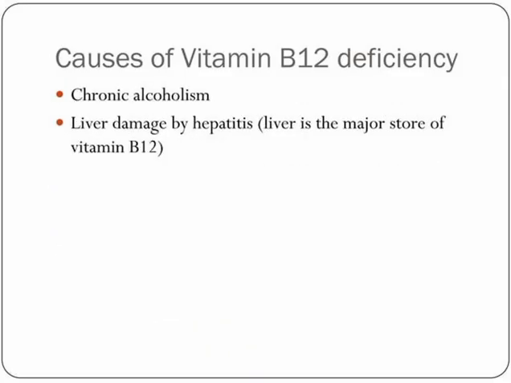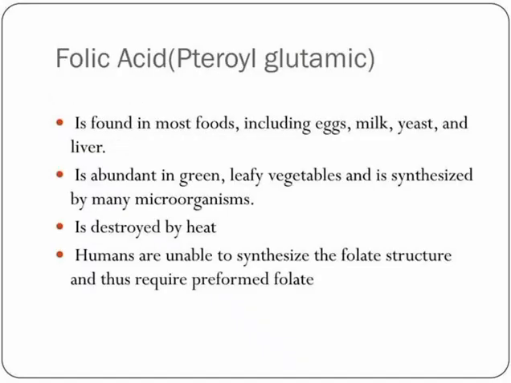And next will be chronic alcoholism. Chronic alcoholism is nothing but some people may be very addicted to alcohol. So chronic alcoholism will also disturb the absorption of vitamin B12. Thus, it may cause vitamin B12 deficiency. And the next one will be liver damage by hepatitis. As we know, the liver stores this vitamin B12 for a long period of time. Due to the hepatitis problem, the liver gets damaged, so the vitamin B12 will be lost from the storage conditions. So these are the main causes of vitamin B12 deficiency.